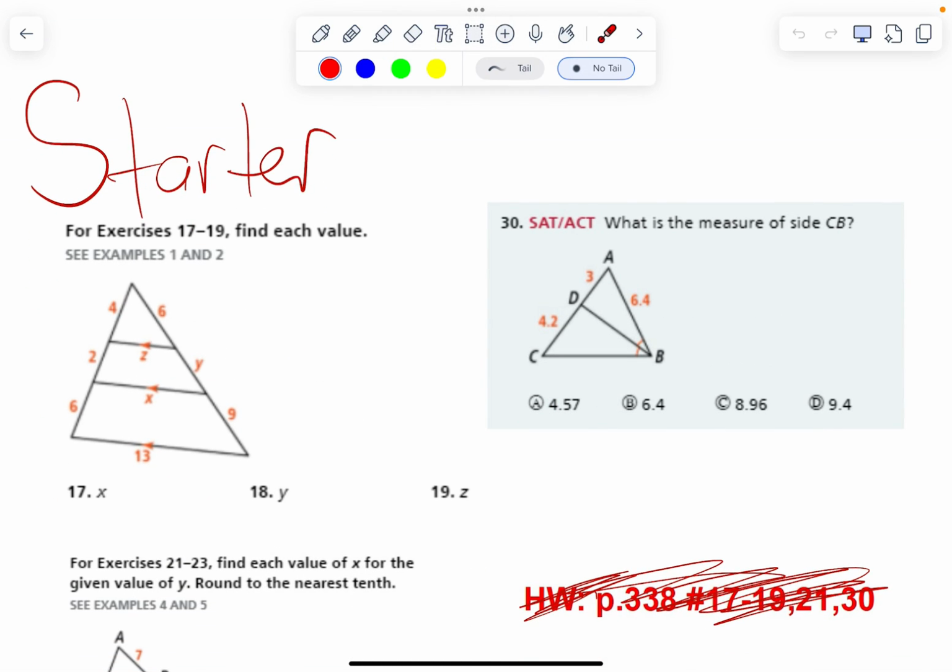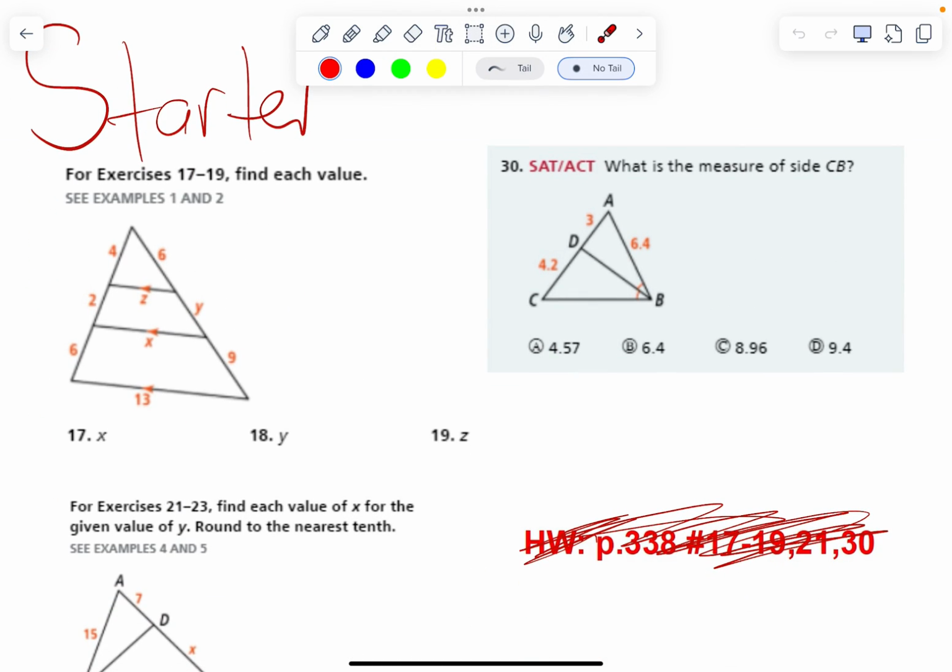So first one, how do we solve for y? Or we can start with something else, but I think y is probably the best place to start. Well, first thing to note is that the two lines through the triangle, so z and x, are parallel to the base. So can we use the side splitter theorem to solve for y?